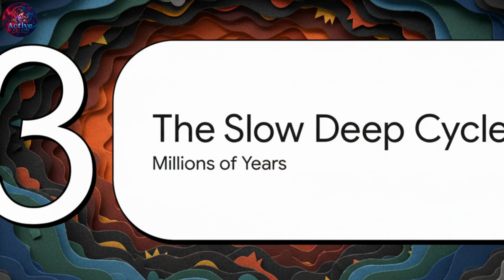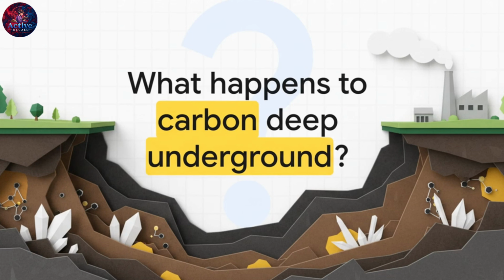Now for Section 3, the slow, deep cycle. Now let's plunge into the extreme depths of the Earth. We rarely think about it, but what actually happens to carbon when it gets dragged deep underground? Well, it undergoes an absolutely incredible geological transformation, and that transformation dictates the long-term climate of our entire planet.